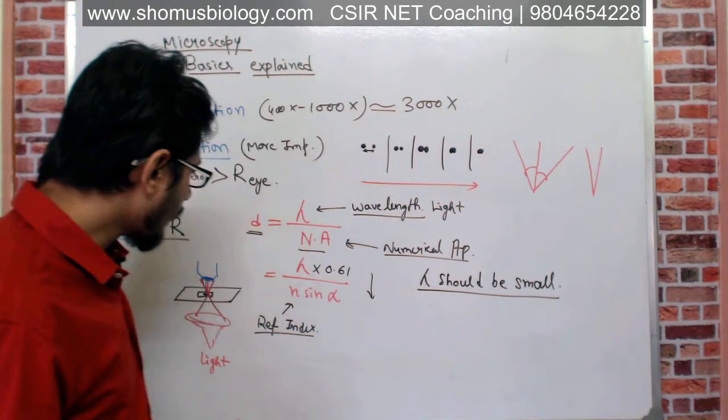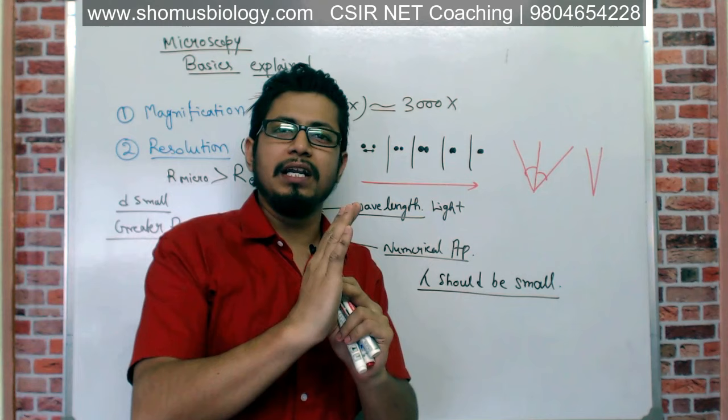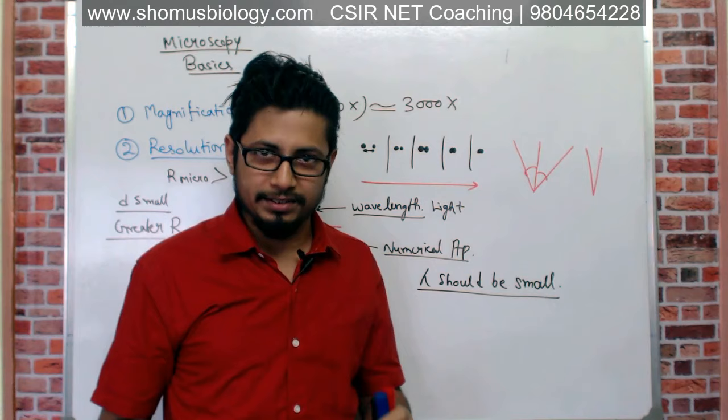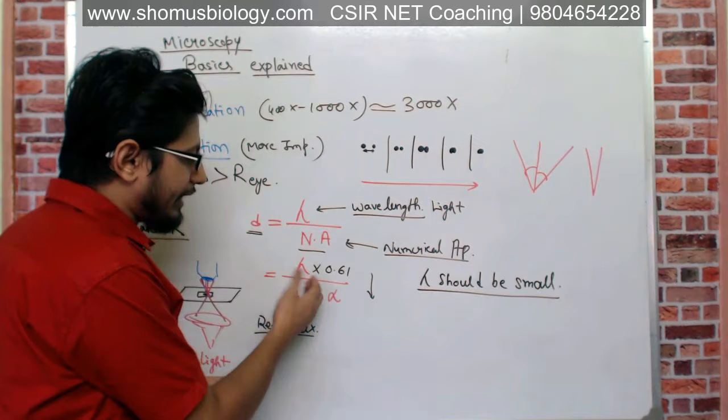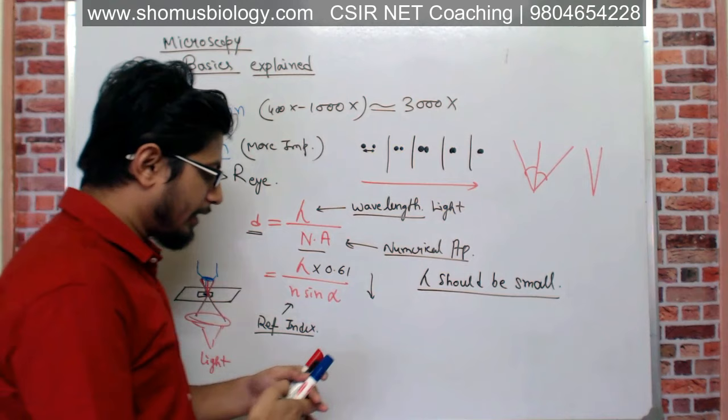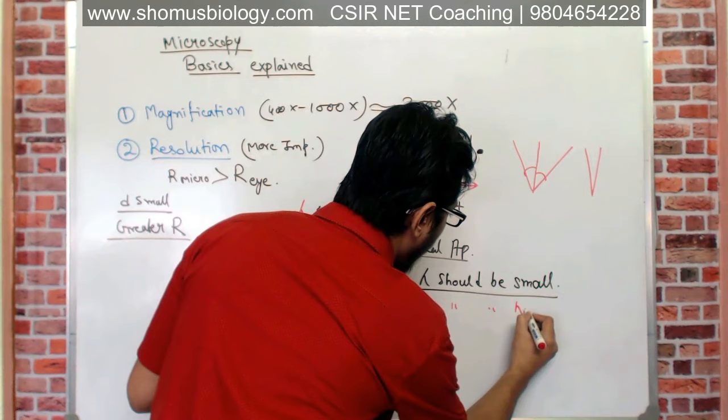So in the electromagnetic spectrum, if we use a long, larger wavelength, the microscopic resolution will be decreased. If you use a smaller wavelength, the resolution will be increased. Second thing now, n, the refractive index. If the refractive index is more, then d will be less, r will be more. So the n must be high. The refractive index must be high.